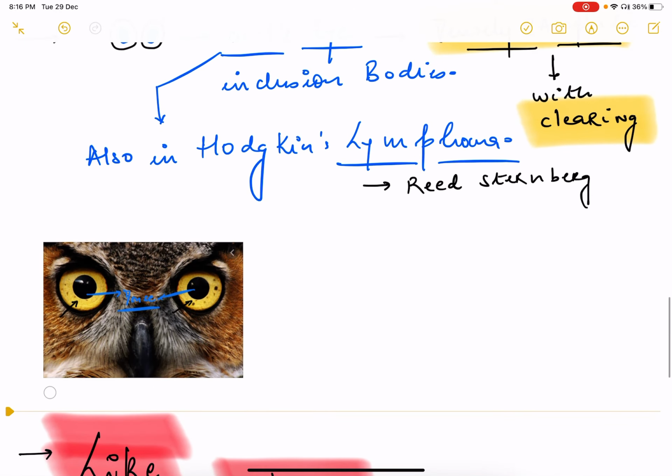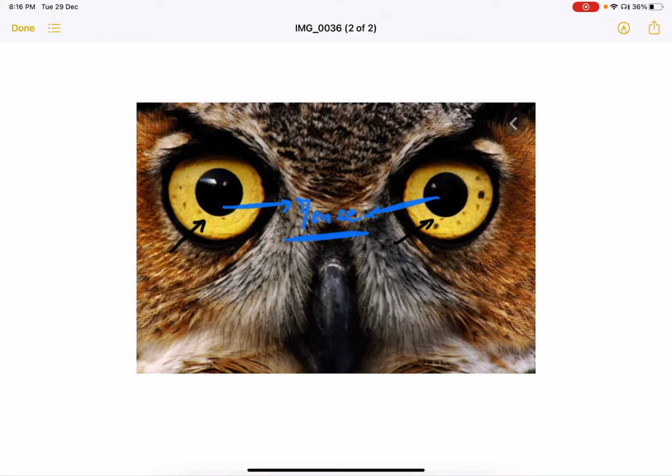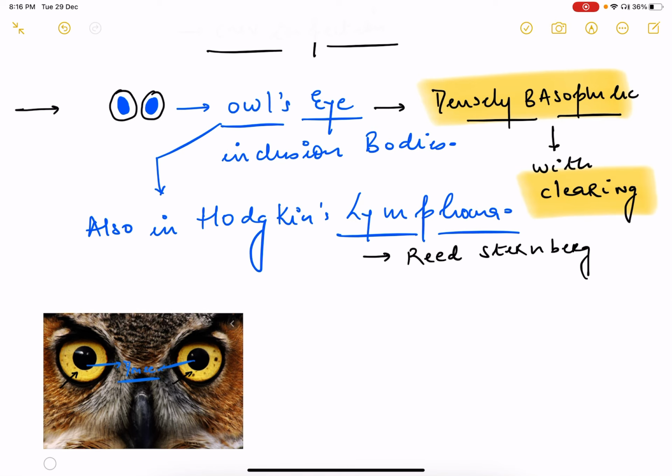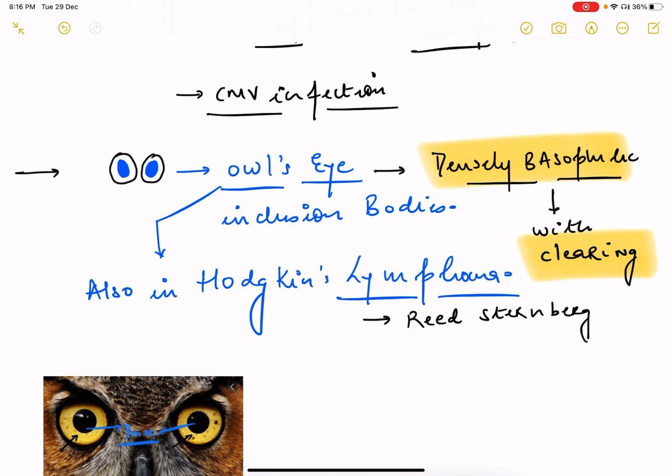Now see this image. This is the image of an owl in which you can see that the central part of the eye is dense and the peripheral part is clear. It is not dense. So dense with clearing. Whenever this slide was first seen by any pathologist, they named it owl's eye. So remember there are two owl's eyes in pathology: one, CMV inclusion bodies, and the other, Reed-Sternberg cells. Remember this.